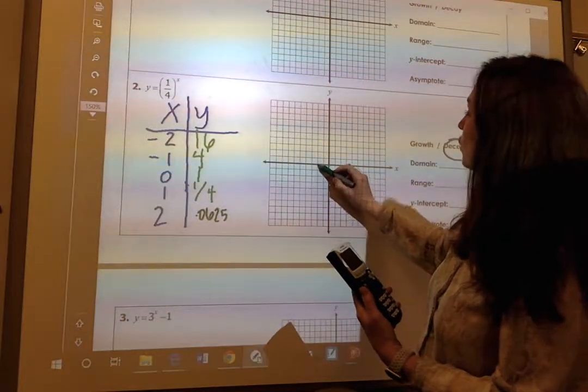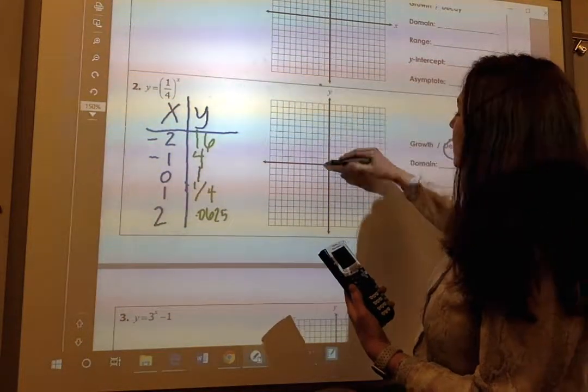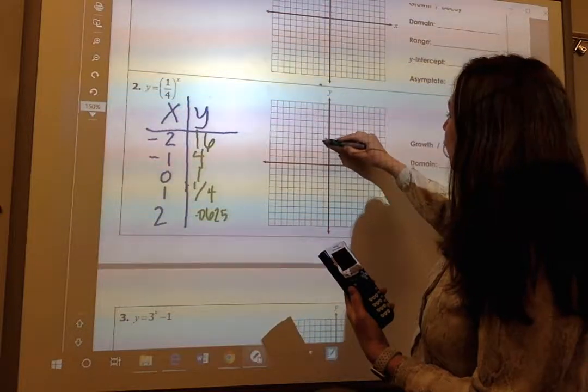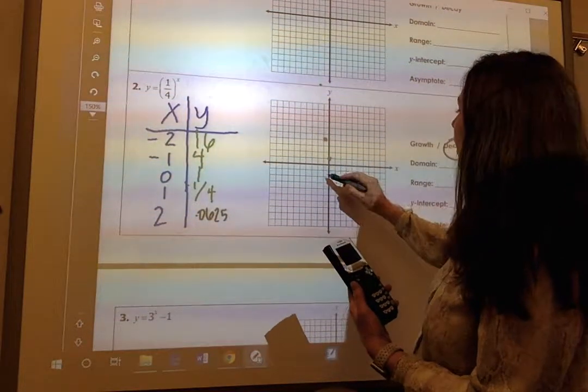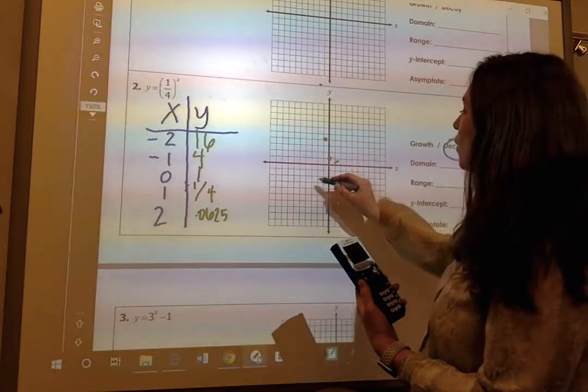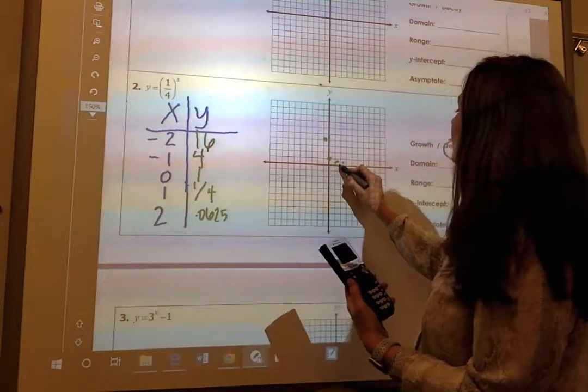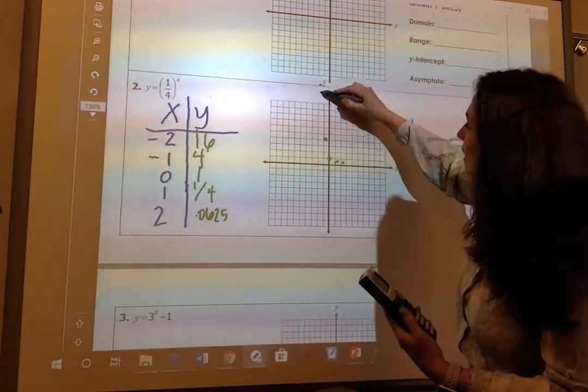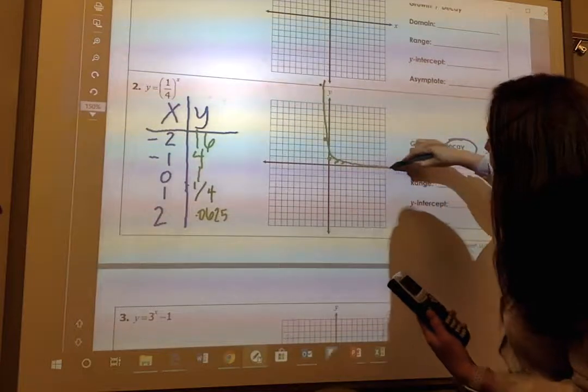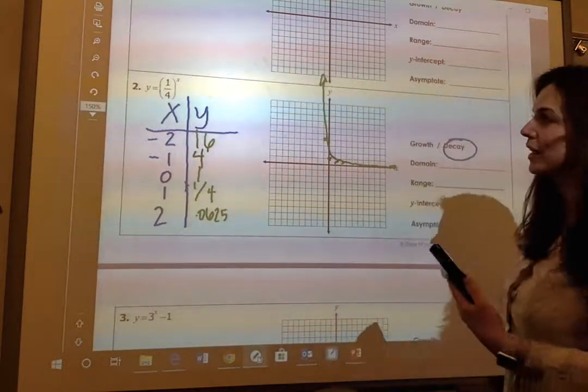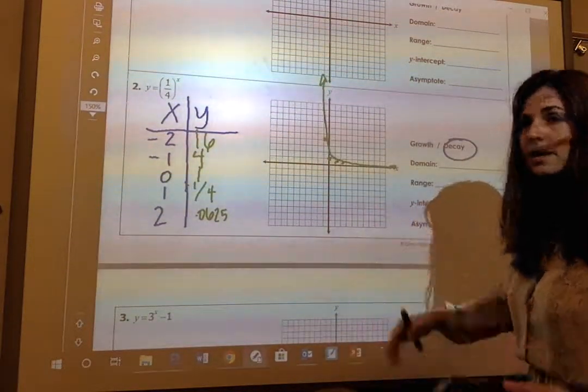So I get -2, and it takes me off the charts. -1 is going to go to 4. 0 is 1. 1 is 1/4. And notice as it gets to 2, it's going to approach 0, but it's never going to really touch 0. So my line is looking like this. And notice it's decreasing. Okay?